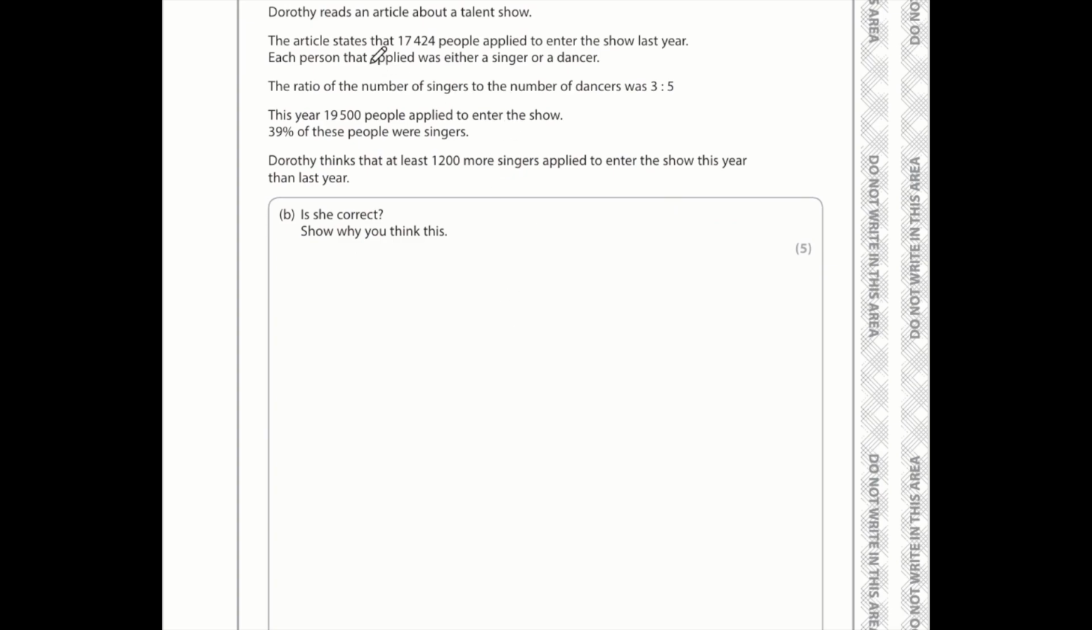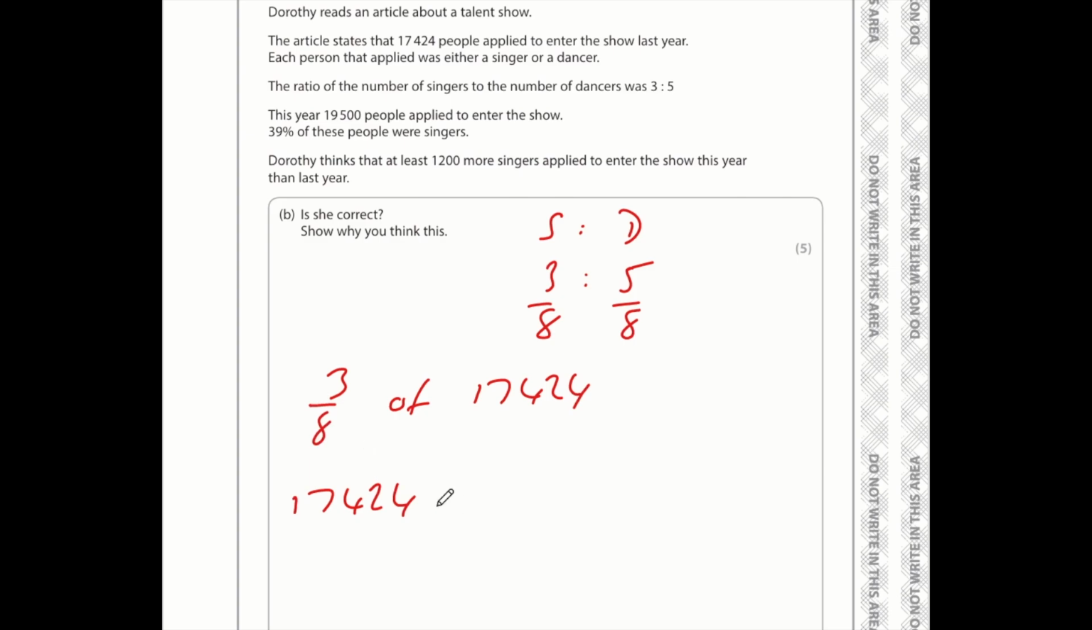So what we need to do is work out how many singers there were last year. So the ratio of singers to dancers was 3 to 5. So that means 3/8 were singers, 5/8 were dancers. Why is it eighths? Because 3 plus 5 is 8. So we need to work out 3/8 of 17,424. When you're working out a fraction of a total, take your total, divide it by the number on the bottom, and then multiply by the number on the top. And that comes to 6,534. So that's, I'll just put last for last year.